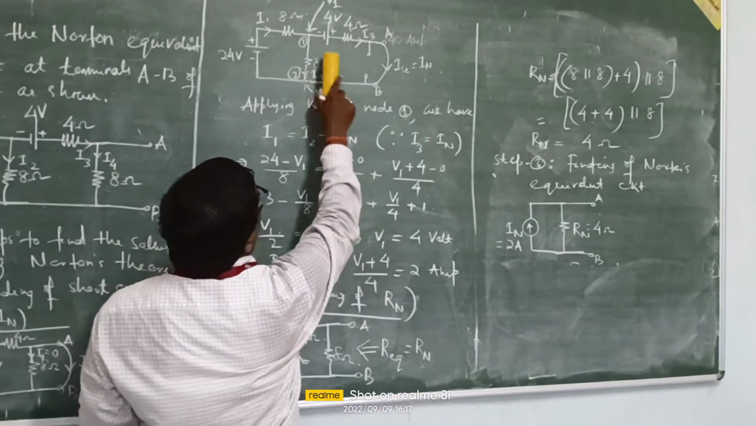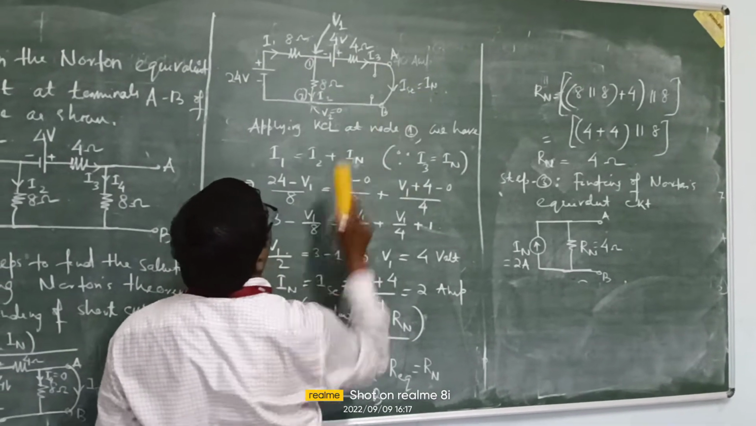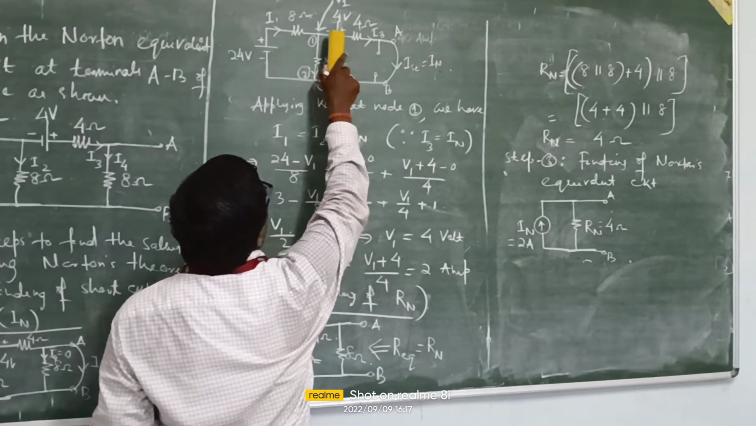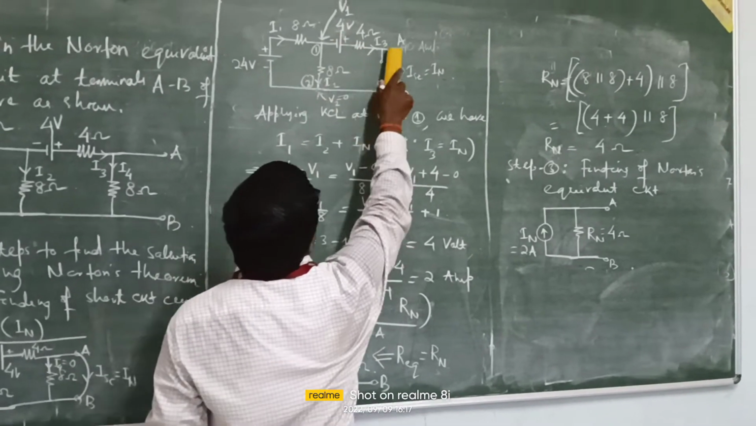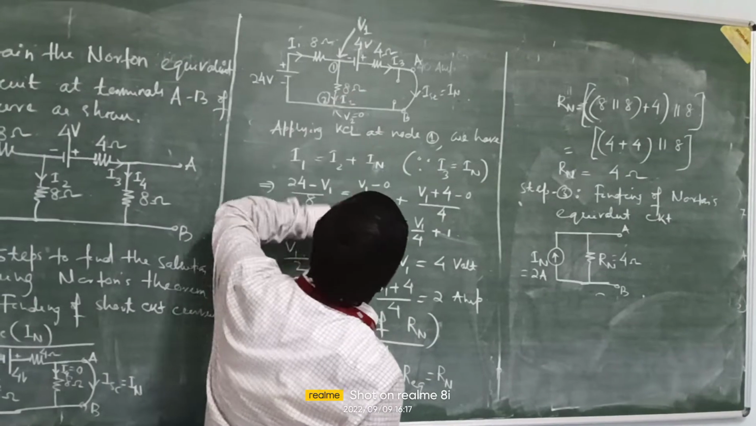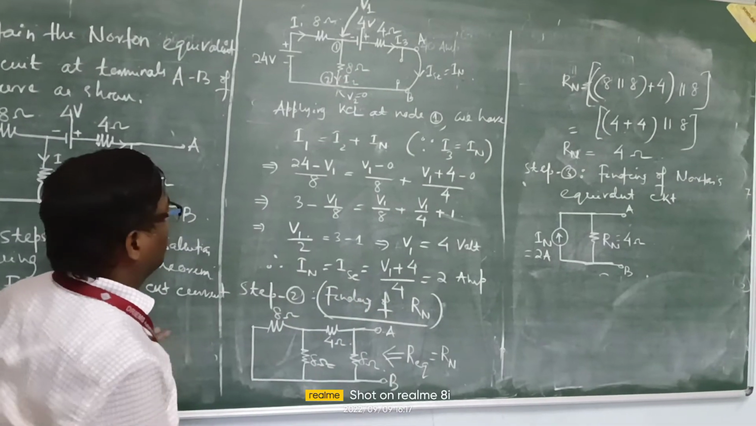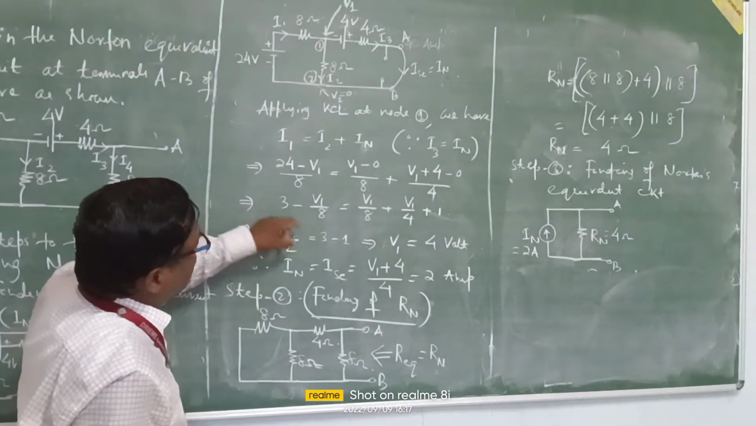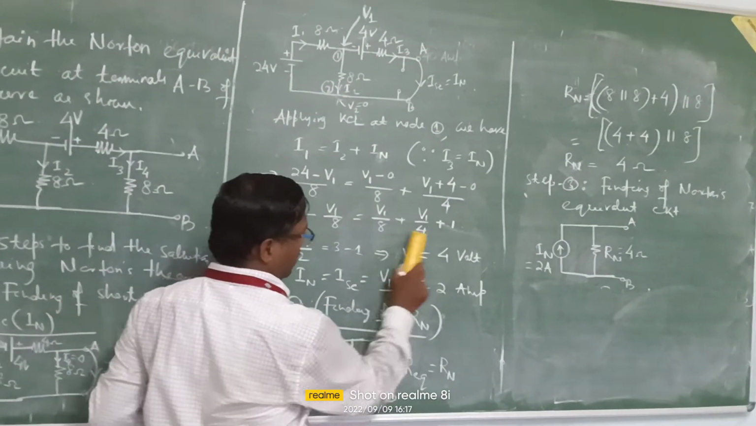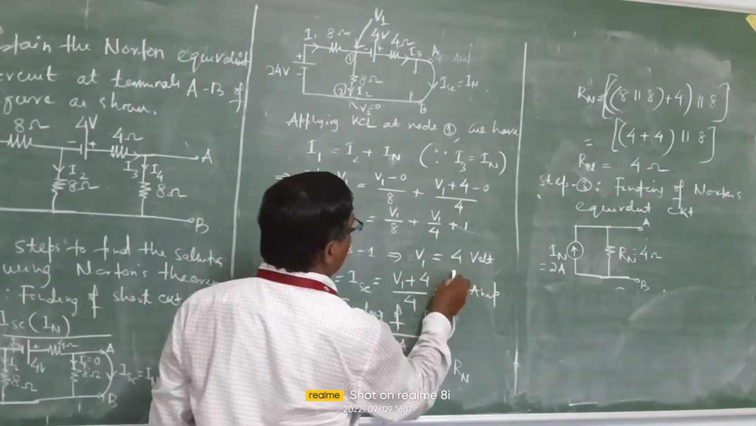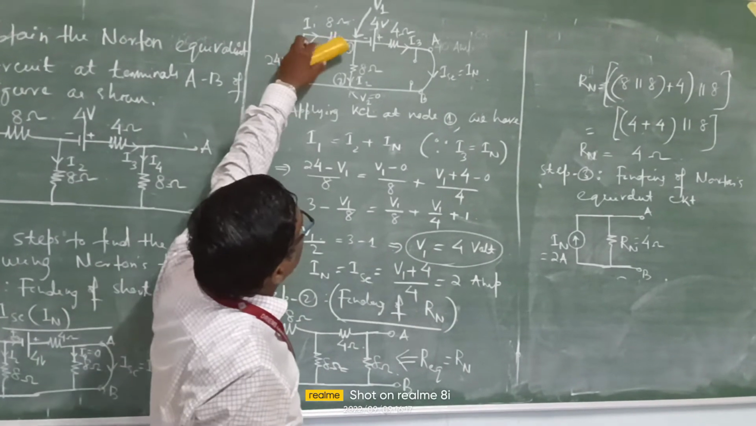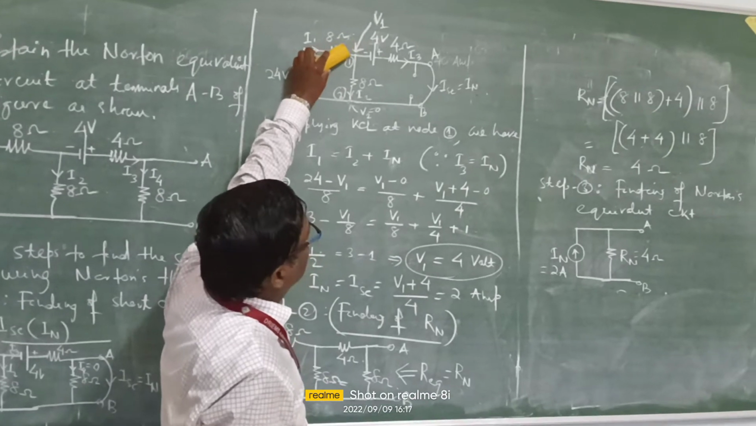Similarly, the value of I3 or IN is V1 minus plus, so (V1 plus 4 minus 0) divided by 4. So we can find the value of V1. By solving, we can find the value of V1. Now V1 equals 4 volt. V1 is the voltage at node 1.